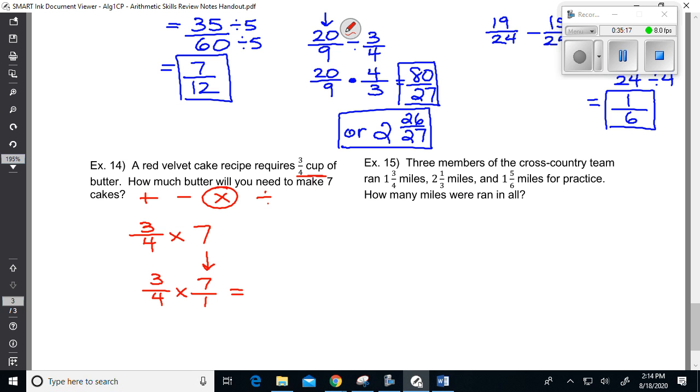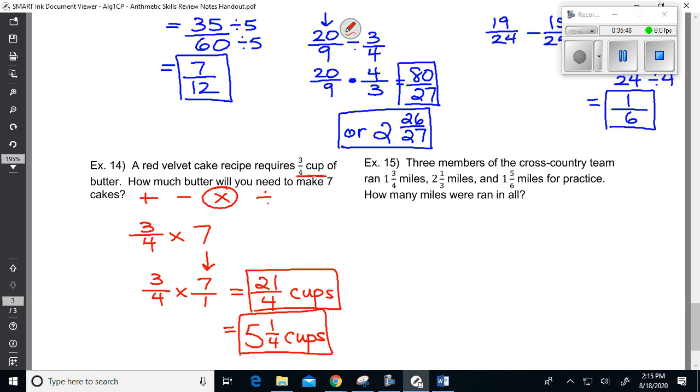So 3 times 7 is 21. 4 times 1 is 4. So you have 21 over 4 cups. And 21 over 4 can't be reduced, so that's your final answer. If you wanted to make it a mixed number, that's 5 and 1/4 cups. But either way is fine. Either way works. Any questions on 14 before we do the last example?